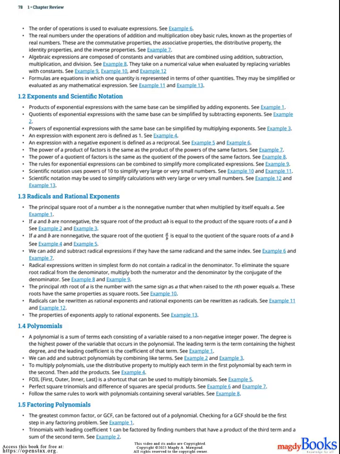1.5. Factoring polynomials. 1.5.1. The greatest common factor, or GCF, can be factored out of a polynomial. Checking for a GCF should be the first step in any factoring problem. See example 1. 1.5.2. Trinomials with leading coefficient 1 can be factored by finding numbers that have a product of the third term and a sum of the second term. See example 2.